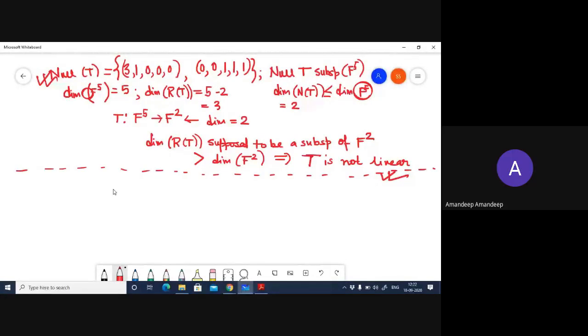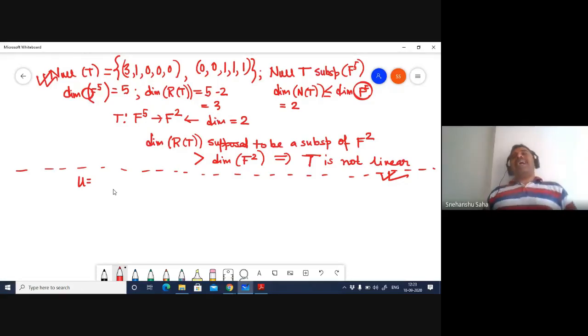And sir, over here our proof rests on the fact that the dimension of the range we have calculated to be 3. But for that, we have assumed that T is linear because we are using rank nullity. No, as I said, the identity, that rank nullity, might hold for nonlinear transformations as well.